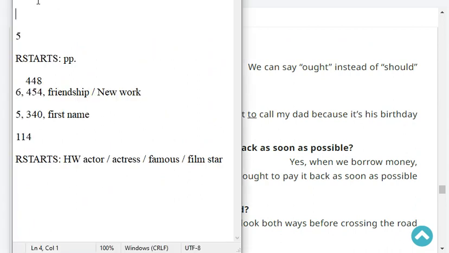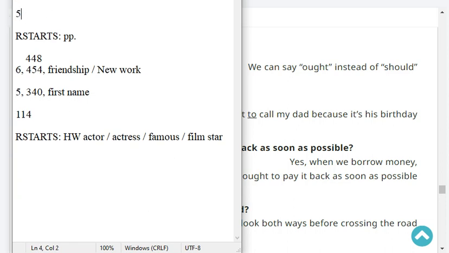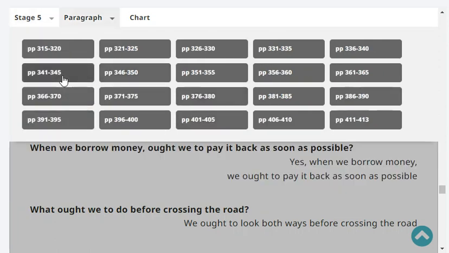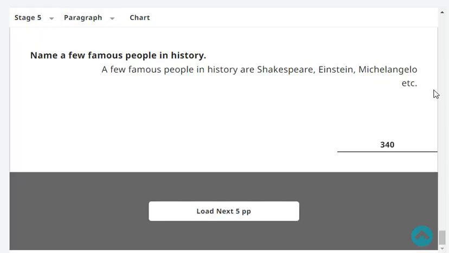Okay, so now let's move on to reading. Very good. So our reading is at stage 5 and we are at page 340. Last headword was first name. Okay, start with headword actor, actress, famous film star. Actress, famous film star.